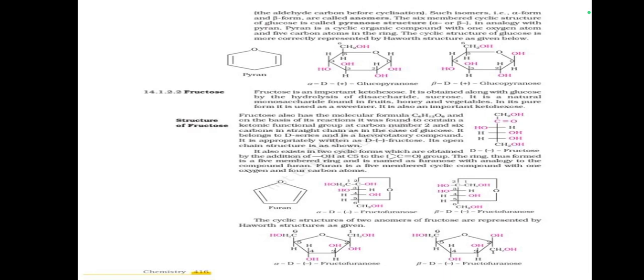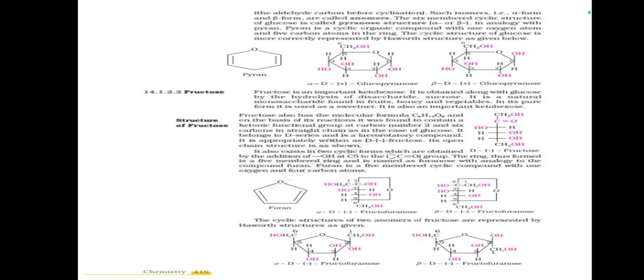The aldehyde carbon before cyclization, such isomers, that is alpha form and beta form, are called anomers. The six-membered cyclic structure of glucose is called a pyranose structure, alpha and beta, in analogy with pyran. Pyran is a cyclic organic compound with one oxygen atom and five carbon atoms in the ring. The cyclic structure of glucose is more correctly represented by Haworth structure as shown below.